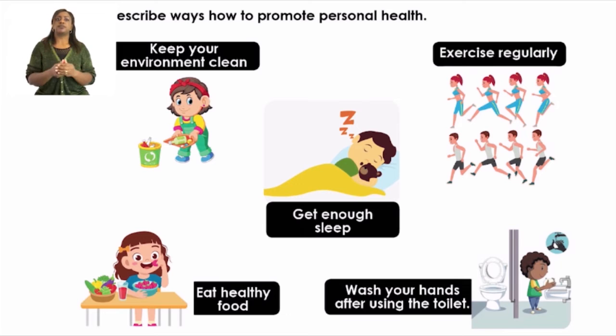The fourth one is eat healthy food, eat nutritious food. Okay, we spoke about a balanced diet earlier as well. You need to eat the correct amount of all of the different types of food. Remember, we spoke about proteins, carbohydrates, fats, and vitamins.